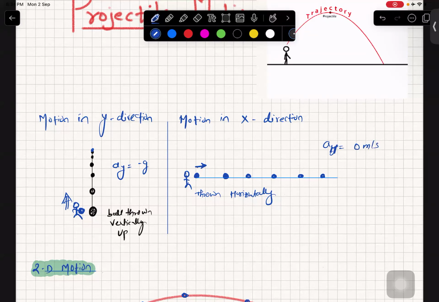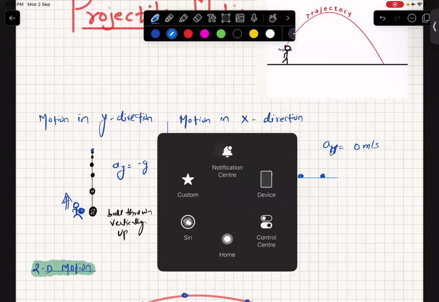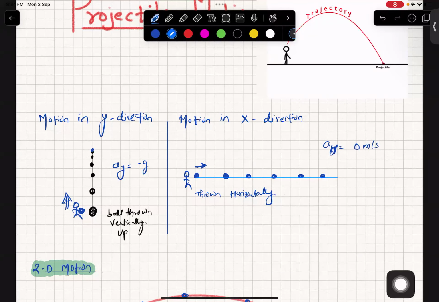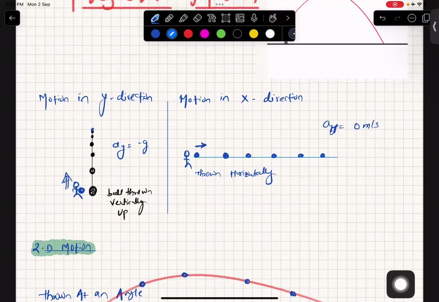Let's say there is no friction or anything, it's a uniform motion, and the object will cover equal distances in equal intervals of time. We have seen already that this is uniform motion.